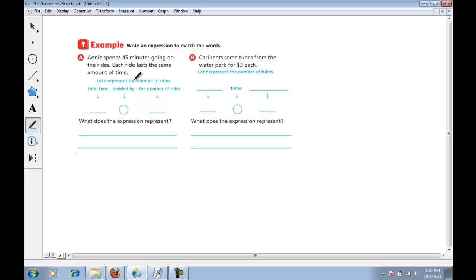Well, we're going to let R represent the number of rides. And the total time that she spends is 45 minutes. We don't know how many rides she rode, but we know if we divide by that number, that'll tell us how much time she spent on each ride. So this expression represents how much time Annie spent on each ride.